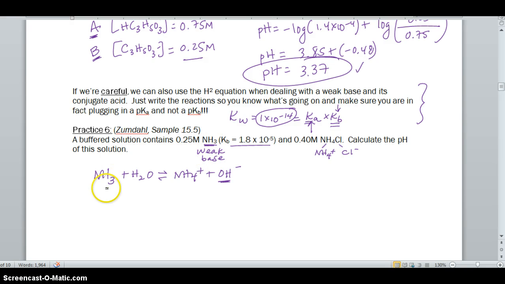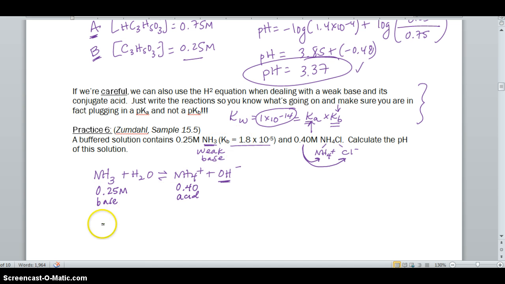Alright, so the concentration of ammonia is 0.25 molar. The concentration of the NH4+, since this breaks up 1 to 1, will just be equal to 0.40. We don't care about the chloride. So this is equal to 0.40. Alright, so this is our acid, and this is our base.